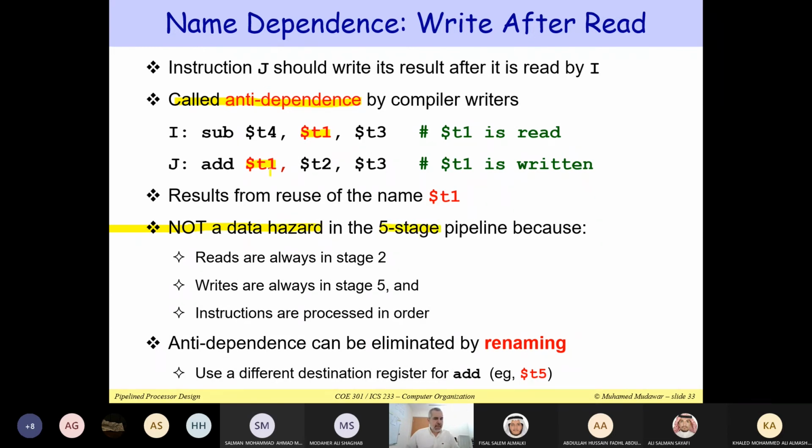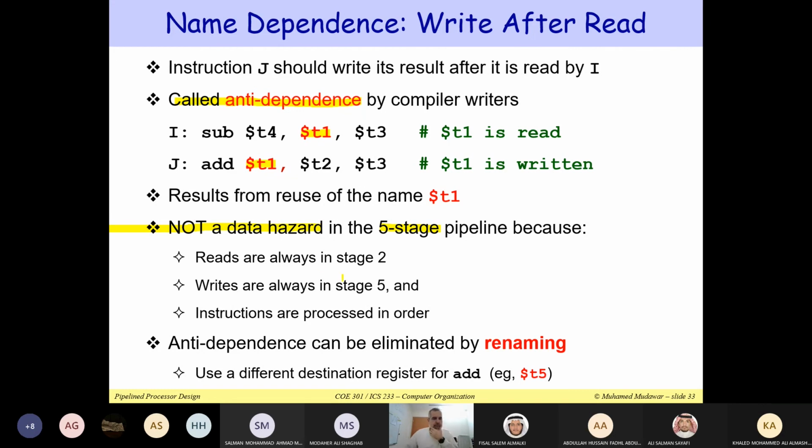Why? Because notice that this instruction I is going to read T1 in stage 2 of the pipeline, while we write in stage number 5. So we can guarantee that T1 is read by instruction I before it has been modified and updated by instruction J. Because this is guaranteed, it's not a data hazard in our pipeline.